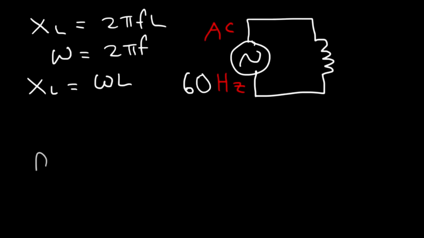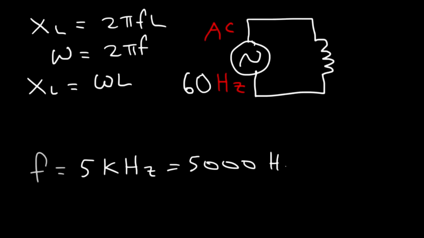Let's say the frequency was 5 kilohertz. This is equal to 5,000 hertz. That means that the AC signal changes direction 5,000 times in a single second. So whenever you see the word frequency in terms of an AC signal, that's what it means. Now let's move on to a capacitive circuit.